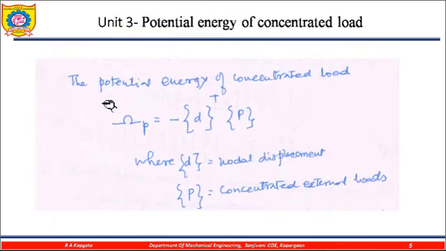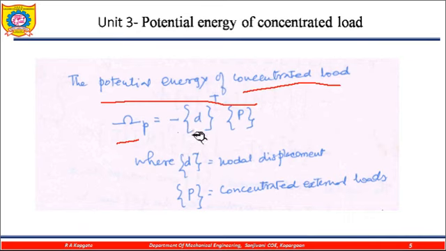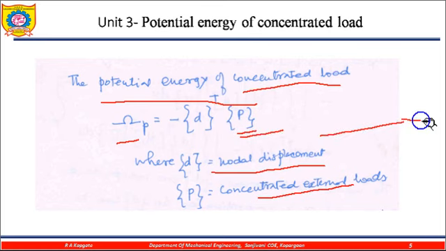Then the potential energy of the concentrated load, that is a point load. The concentrated load term is equal to minus d matrix into P matrix. The d matrix is the nodal displacement and P is the concentrated external load. So if there is a concentrated load, it means a single load is applied. This is the matrix for that.